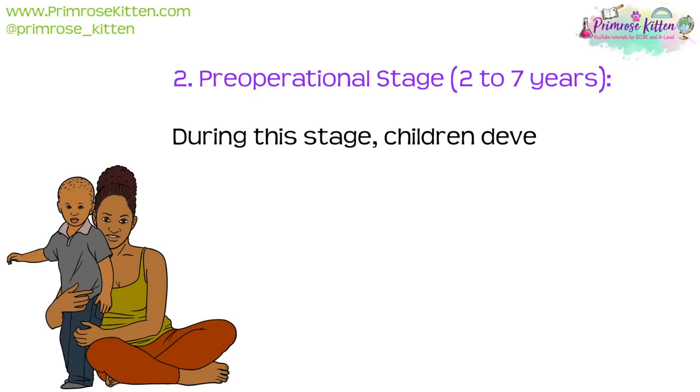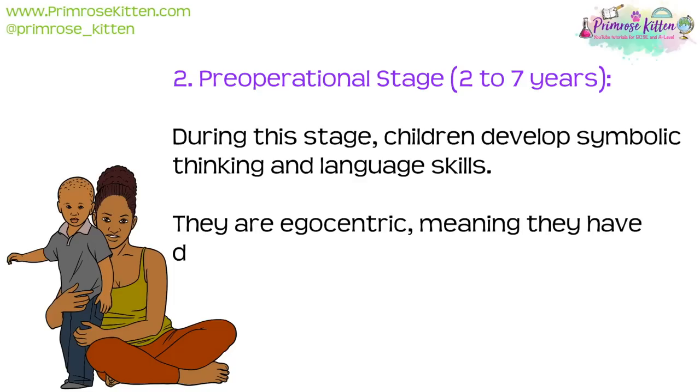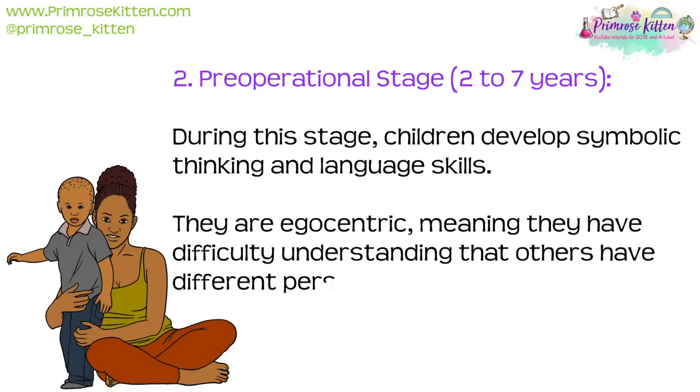Stage 2 is the pre-operational stage, which is from 2 to 7 years. During this stage, children develop symbolic thinking and language skills. They are egocentric, meaning they have difficulty understanding that others have different perspectives than their own.